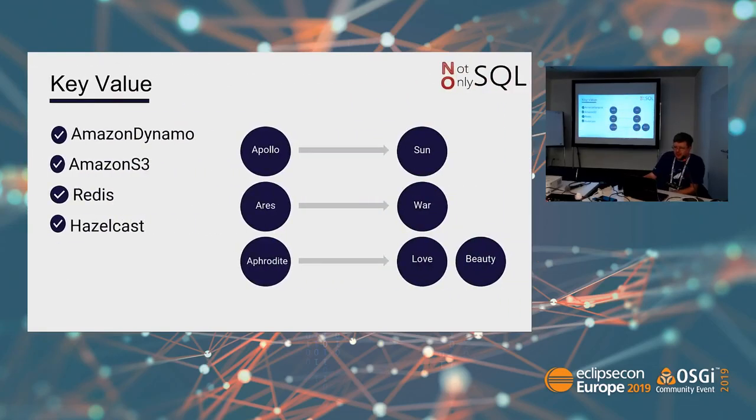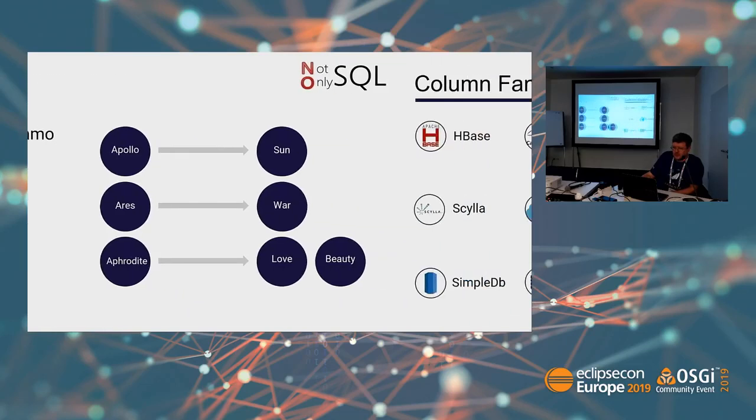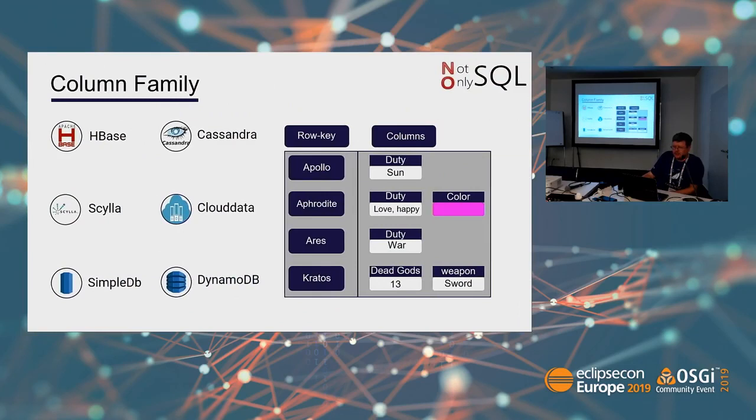Yeah, so there are several different types of NoSQL databases. One is key value, where Redis, Hazelcast, or Amazon would be the most popular examples. Then there are column-based types of NoSQL systems like Cassandra, DynamoDB, or HBase. This one is actually sort of closest to the traditional relational database model.